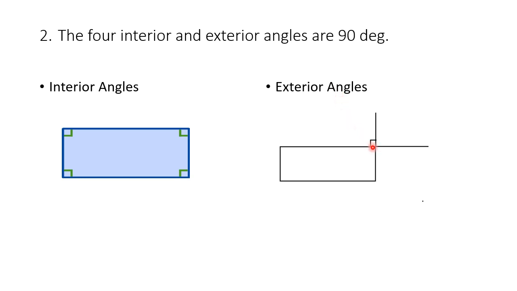Exterior angle means if you extend this length and breadth, you will get one angle which is called an exterior angle outside the shape. The shape of rectangle is this, and the angle outside the shape which you got by extending the length and breadth is also called exterior. Similarly, you can extend these four corners, so you will get four exterior angles which are 90 degrees. So the second property explained that interior and exterior both angles are 90.